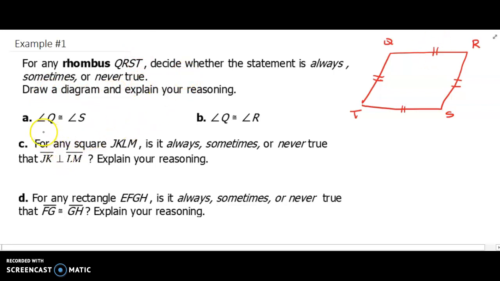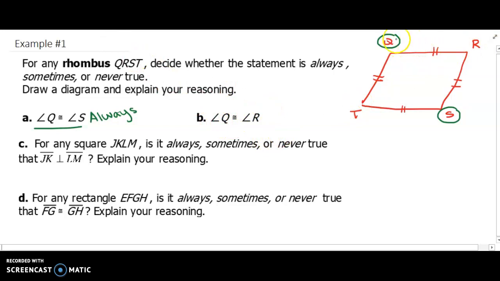Angle Q is congruent to angle S. Here's angle Q, here's angle S. Is that always, sometimes, or never true? This would always be true, and the reason it's always true is because a rhombus is a parallelogram, and in a parallelogram the opposite angles are always congruent. Because a rhombus is a parallelogram, all properties of a parallelogram hold true for a rhombus.